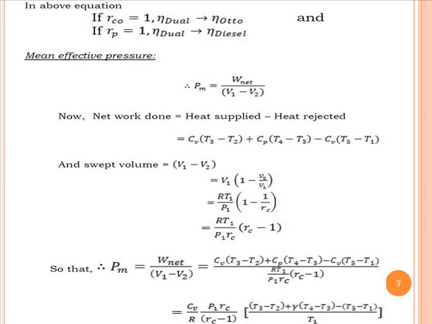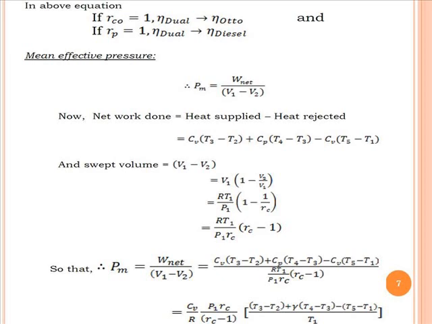So now the efficiency of dual cycle equals 1 minus cutoff ratio raised to gamma into pressure ratio minus 1, divided by compression ratio raised to gamma minus 1 into bracket (pressure ratio minus 1 plus gamma into pressure ratio into (cutoff ratio minus 1)). In this equation, if we put cutoff ratio equal to 1, the efficiency of dual cycle equals the efficiency of Otto cycle, and if we put pressure ratio equal to 1, we will get the efficiency of dual cycle similar to the efficiency of diesel cycle.